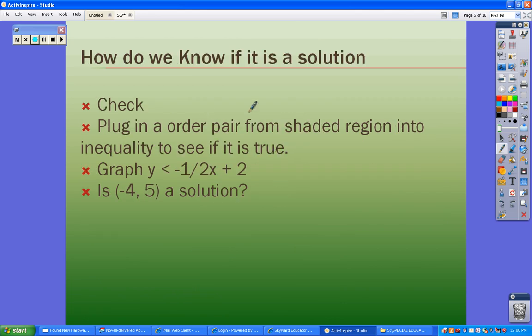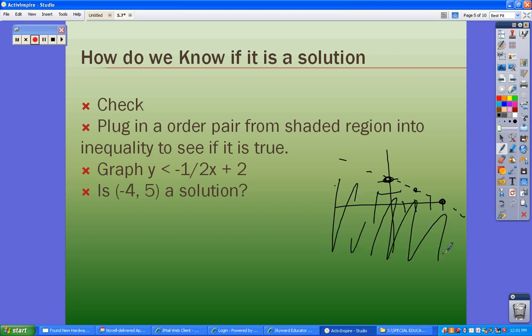How do you know if it is a solution? You can plug in the ordered pair to check. For example, right here, y is less than negative 1/2 x plus 2. Again, I go up to where my y-intercept would be. Slope is -1/2, down 1 over 2, down 1 over 2. In this case, we're dealing with a dashed line. Shade below, we're looking at down here. Okay, -4, 5.